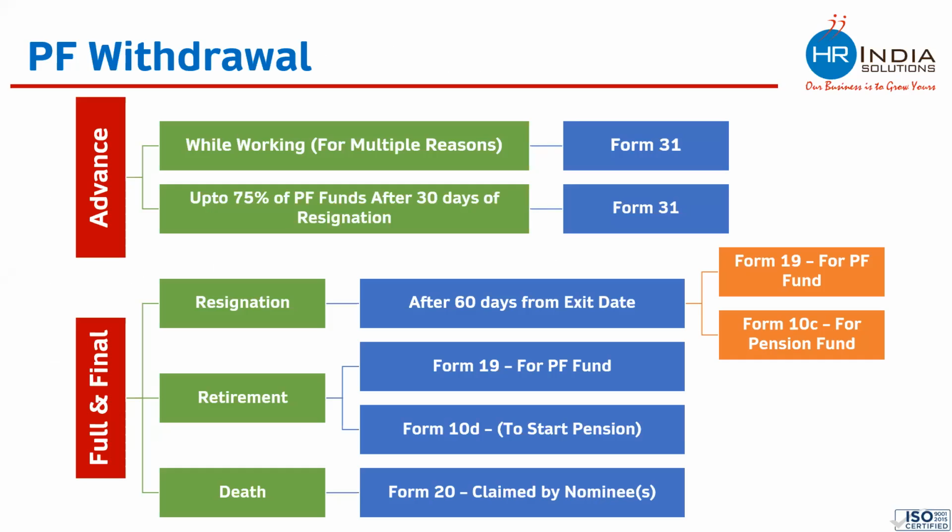First is the advance withdrawal. Advance withdrawal is the case when you are withdrawing some PF amount while working in the company. The second case is the full and final settlement, and this becomes applicable only in the case of separation from the company. If you have resigned, or if it is a case of retirement, or if it is a case of death, in these cases only, you can do a full and final settlement of your PF and pension account. While working, you cannot withdraw the entire sum available in the PF and pension fund. You can only apply for the advance withdrawal and only for the PF scheme, not the pension scheme, right?